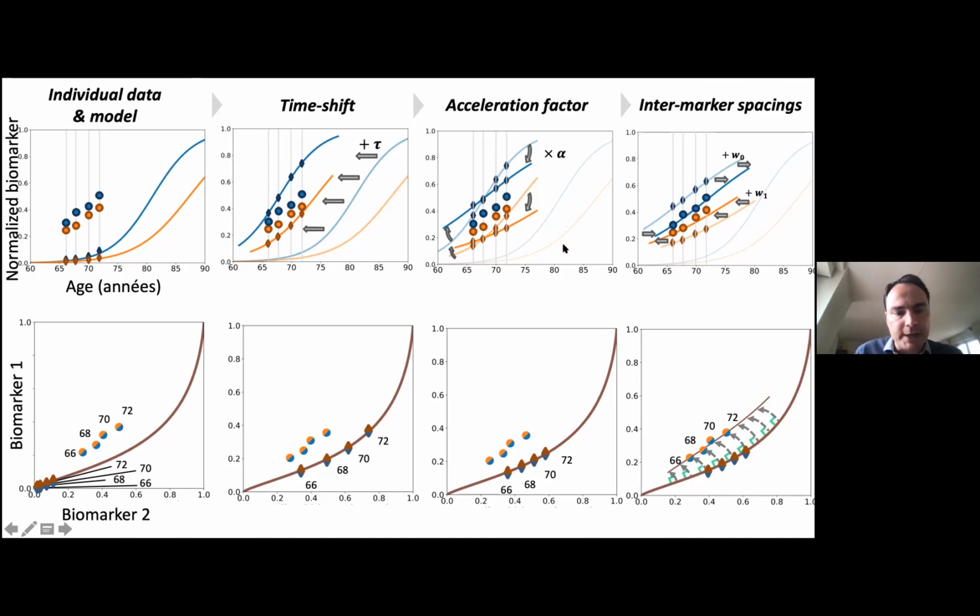And now you can understand all these 3 different operations on this representation. What we do with the time shift and acceleration factor is nothing but changing the time parametrization of the curve. The curve remains the same. We just slide the points, translate and shrink the points on the same curve. And only the third operation, the intermarker spacing, changes the position of this curve in this unit square by an operation that we call a kind of parallelization, if you wish, of this plane curve.